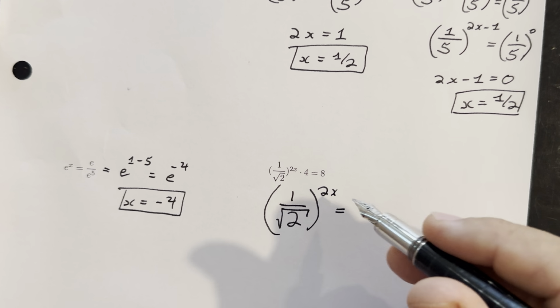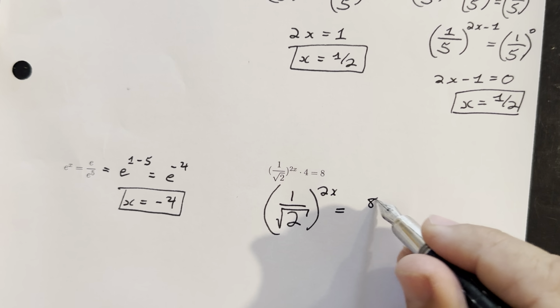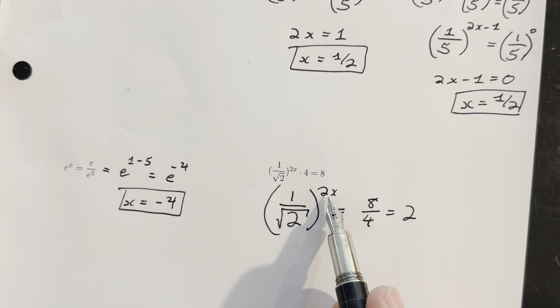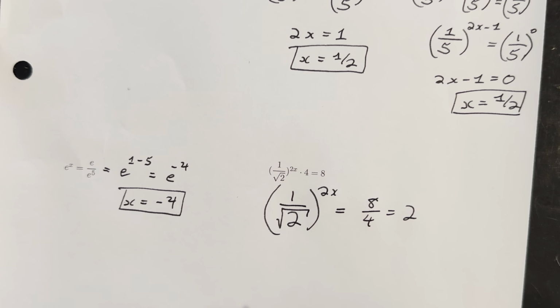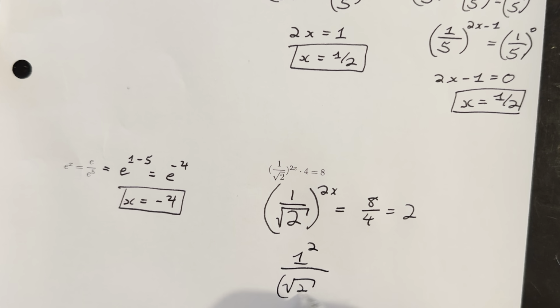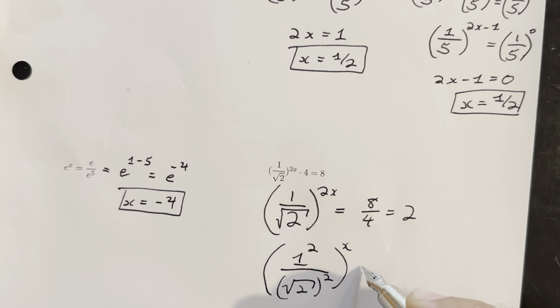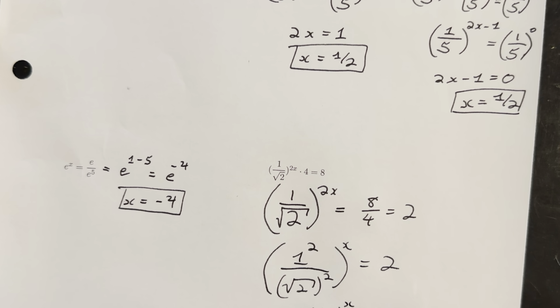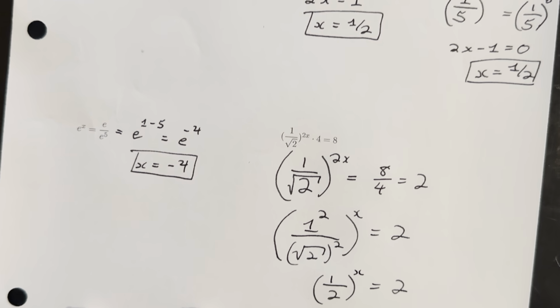And this gets us 8 divided by 4, which of course is 2. And right here, I can distribute this 2 so that I've got 1 squared divided by the square root of 2 squared. Of course, the x is still hanging out here. And that gets us 1/2 raised to the x equals 2.